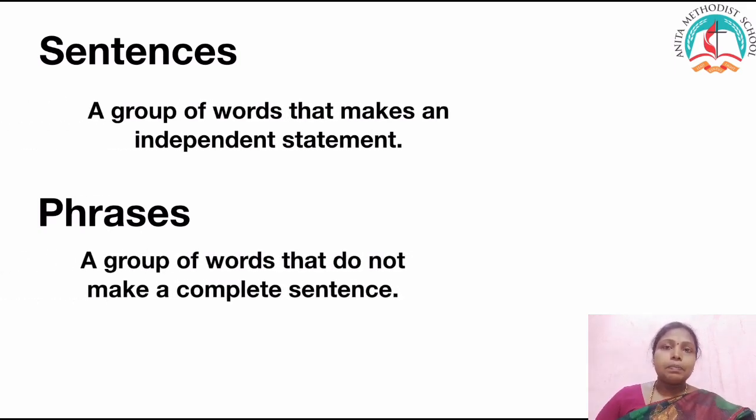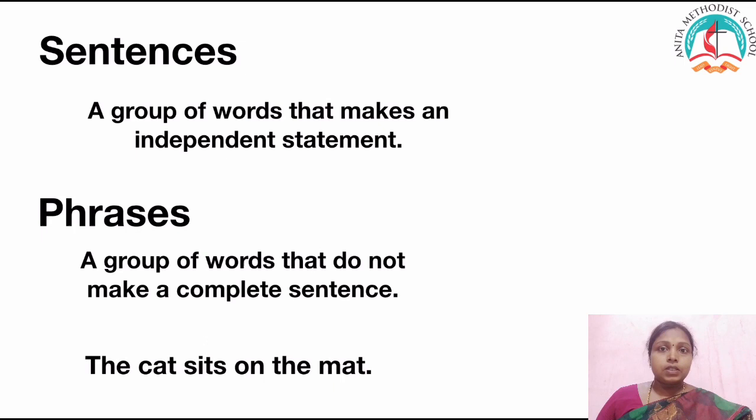Okay, what is meant by a phrase? A phrase is a part of a sentence. A phrase is also a group of words, but it does not give you a complete meaning. It's not a complete sentence, it's just a part of a sentence. Can you see the difference between sentences and phrases? Sentences are groups of words that form a complete meaning. Phrases are also groups of words, but they do not give you a complete meaning.